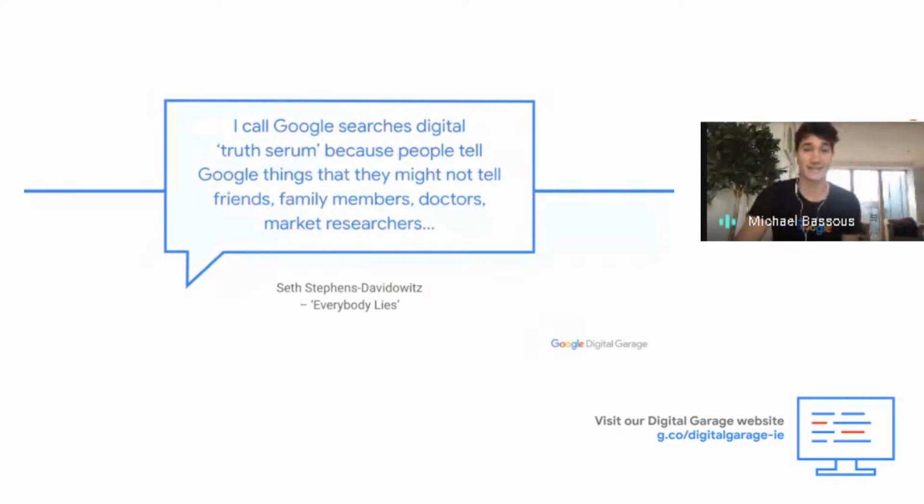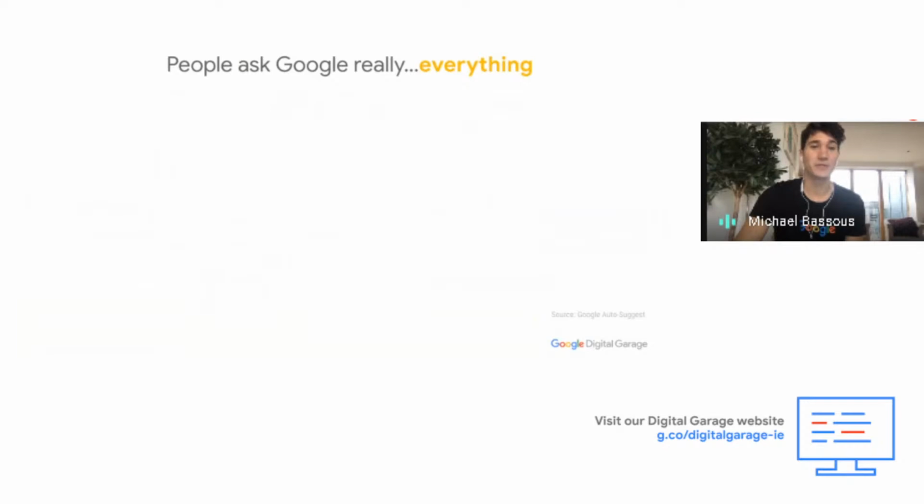And that's exactly the point. That's why it's called truth serum, because they tell Google things that they might not want to ask or tell other people. Which is why people turn to Google with every kind of question. And we need to make sure that relevant and useful material is there for those users, particularly in difficult times.